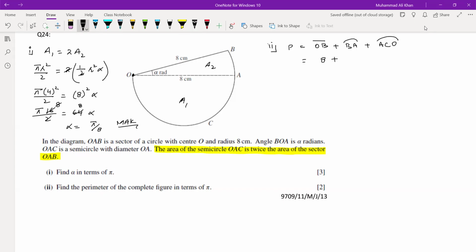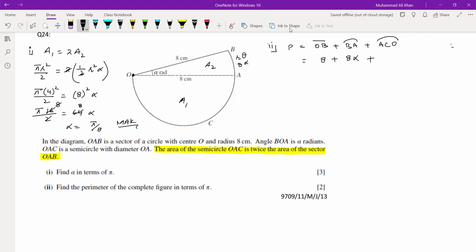We don't have BA, but BA is the arc length, which equals R theta, and the radius is 8, and the theta is alpha. For the arc length BA, it is equal to R theta. The radius is 8 and theta is alpha.